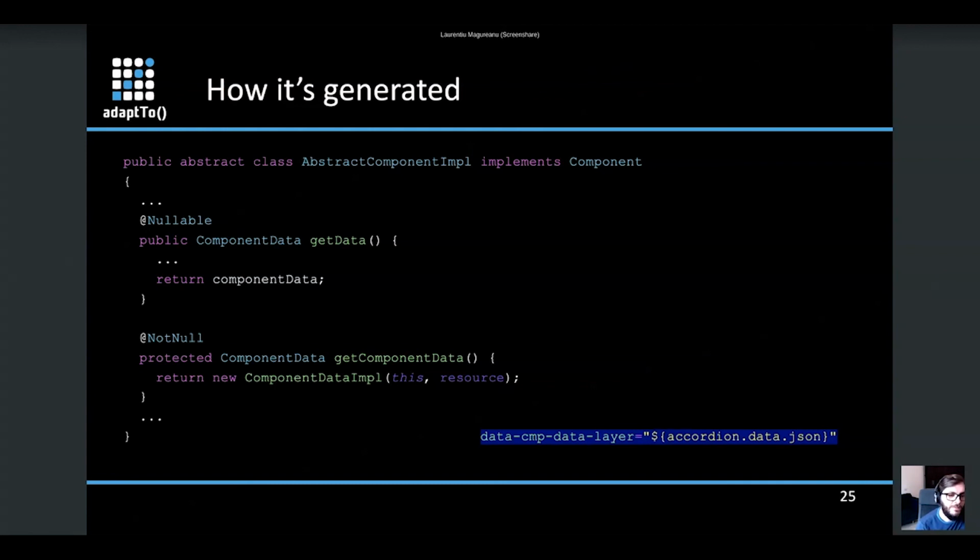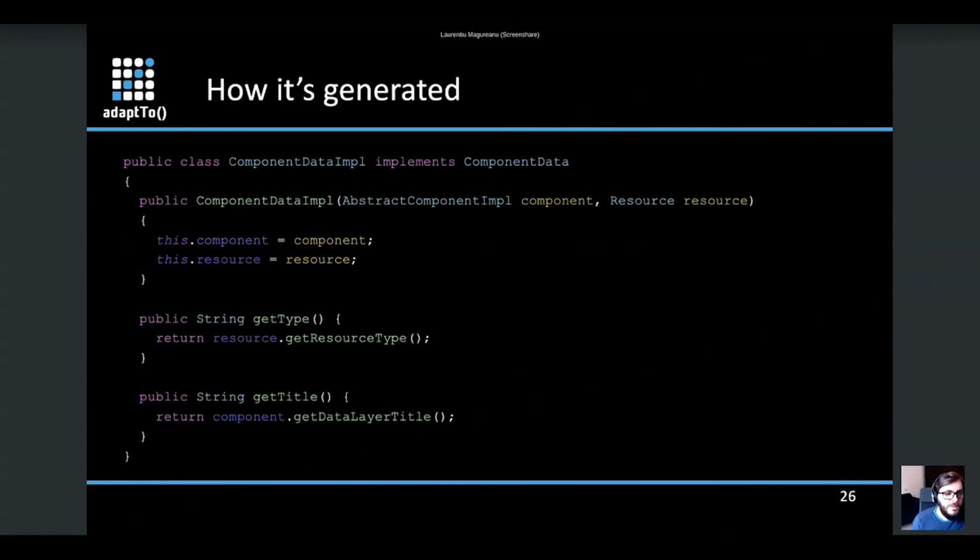So in here we have a default implementation, but we can use a custom implementation for special components, for example containers that have child elements. Those can be another implementation. That implementation here, as you can see, relies on the component itself, the component that generates the data, and the resource associated with it.